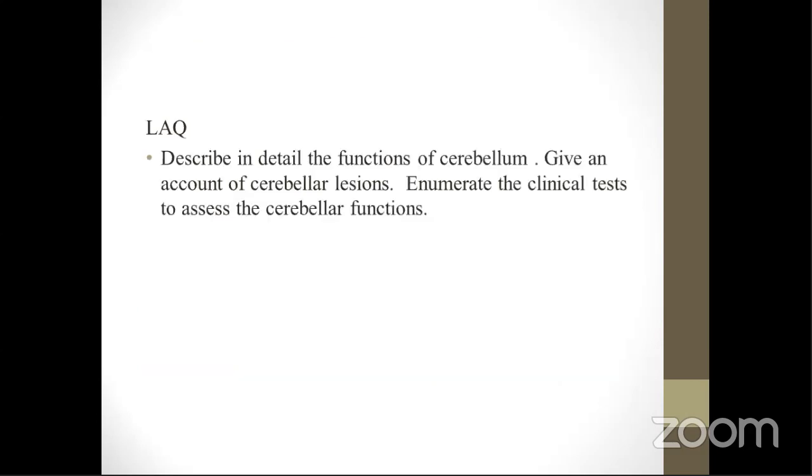Coming to the next question, which is: describe in detail the functions of cerebellum and give an account of cerebellar lesions. Enumerate the clinical tests. It is a continuation of your previous sessions. What we have seen is the anatomical parts, the functional parts, and the neuronal circuits. Now, due to these neuronal circuits, what are the different functions of the cerebellum? If they are not working normally, then what will be the lesions and how are you going to detect them? So we'll continue with this.